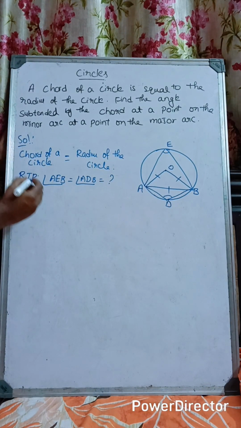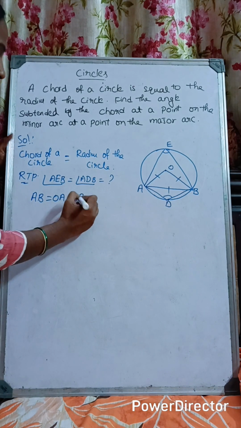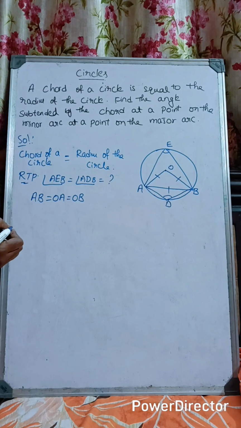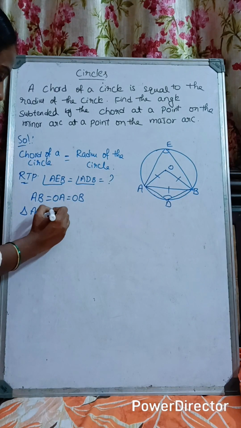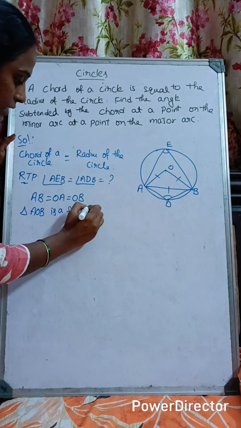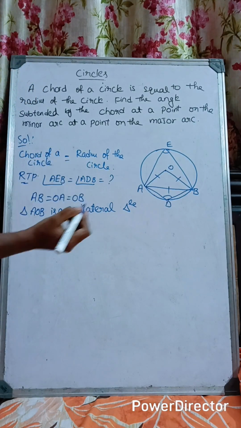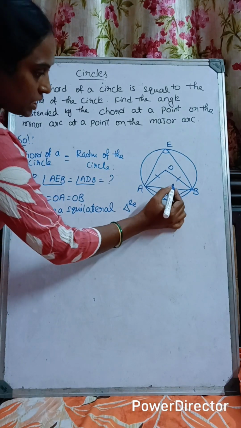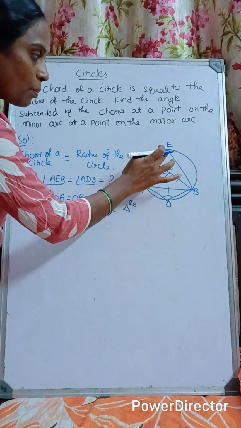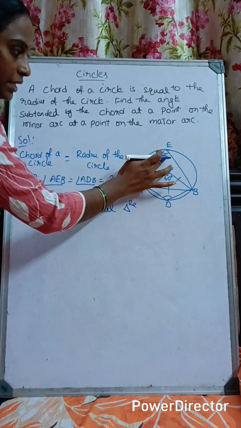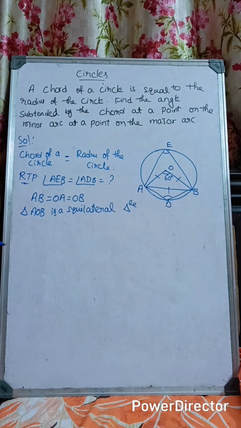Okay. As we understood, the chord is equal to the radius of the circle. AB is equal to OA is equal to OB. Correct? That means this triangle AOB is an equilateral triangle. If it is an equilateral triangle, each angle is how much? 60 degrees, right? Yes. So can I write 60 degrees? If it is 60 degrees here, how much is the angle here? It is always half, right? Yes. If it is 60 here, the angle AEB is how much? 30 degrees. Correct?